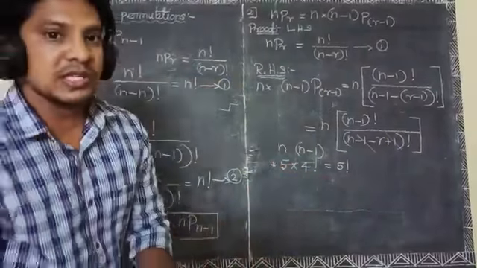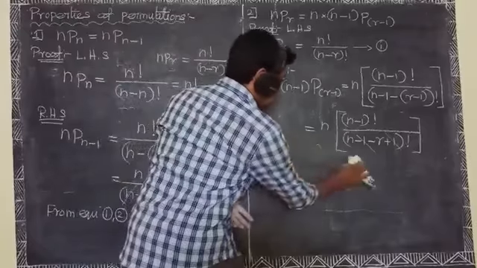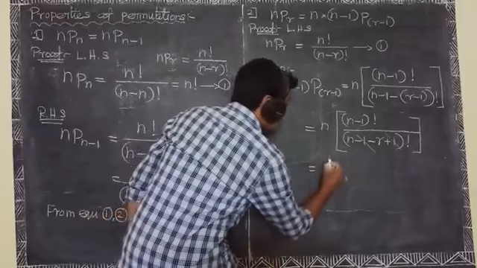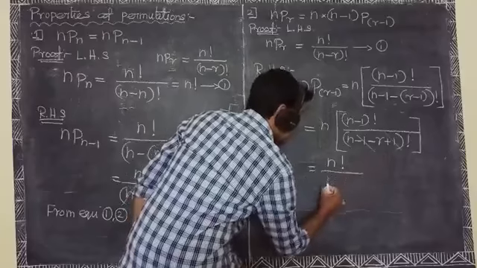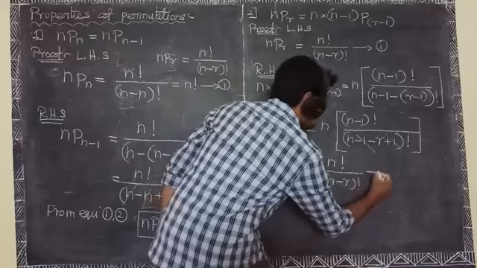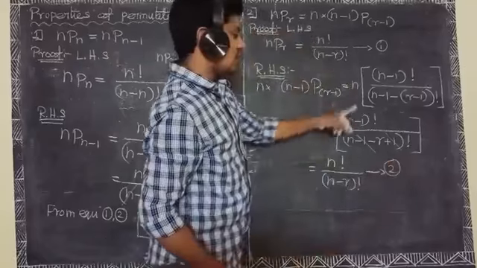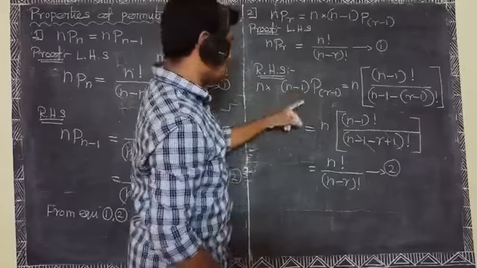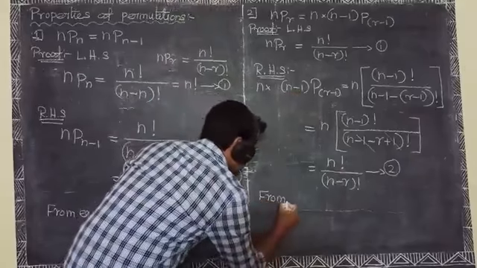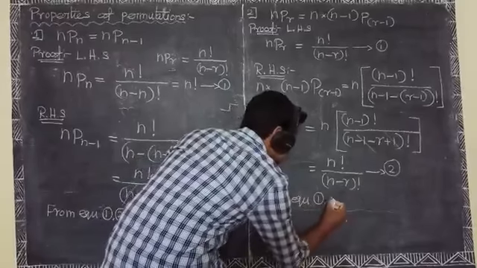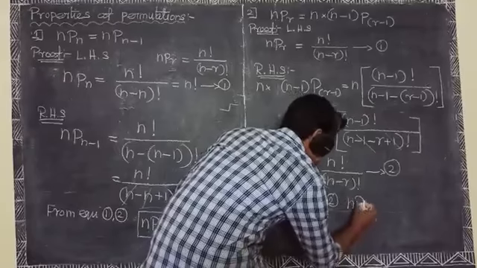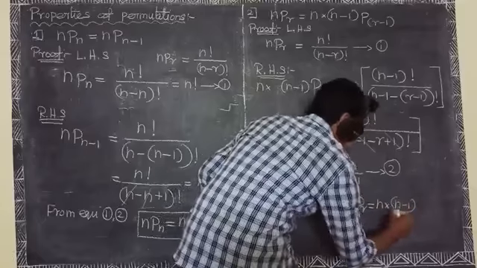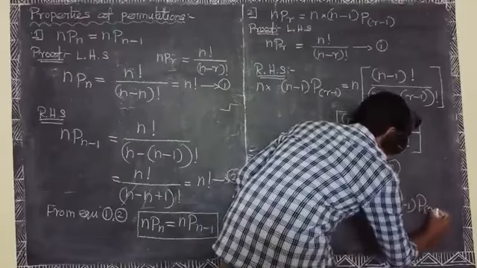Yes. Similarly, by the same process, n into (n minus 1) factorial we can rewrite as n factorial divided by (n minus r) factorial. This is equation number 2. Comparing equations 1 and 2, the result is the same. Therefore, LHS and RHS are equal. From equations 1 and 2, the result is nPr is equal to n into (n minus 1)P(r minus 1).